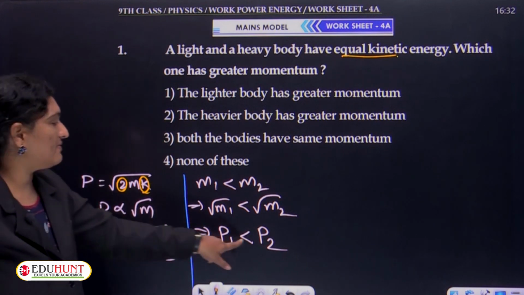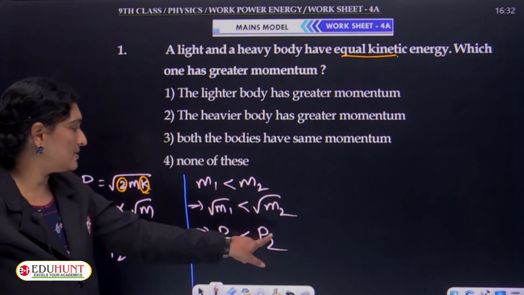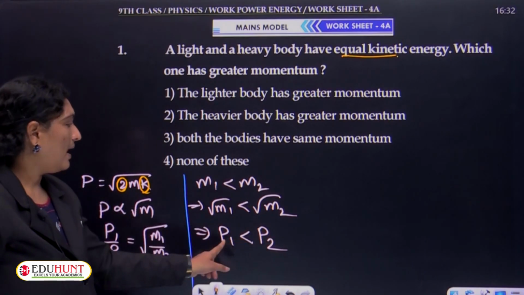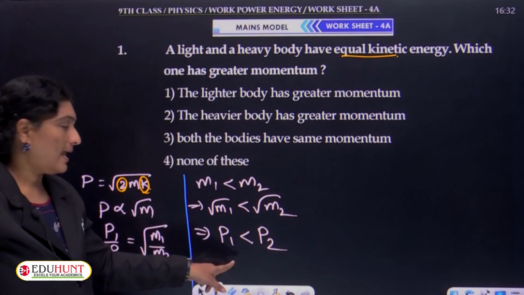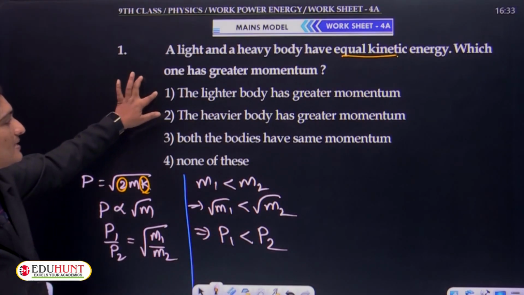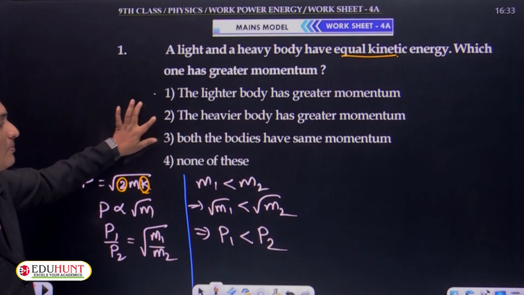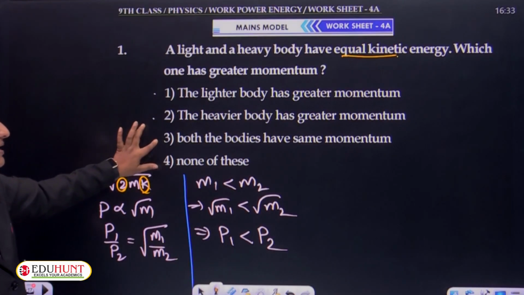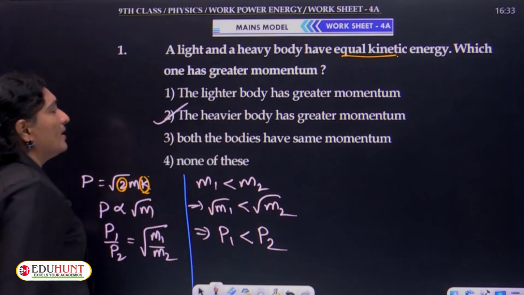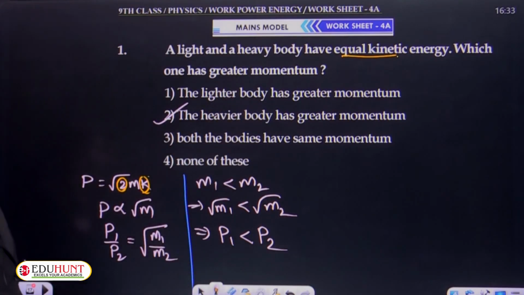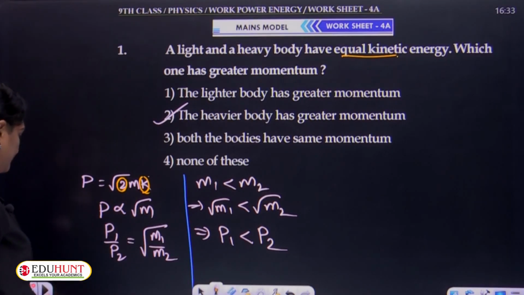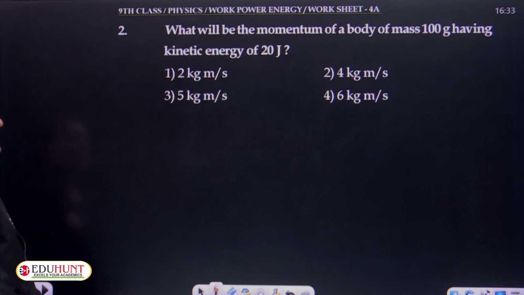So which one has the greater momentum? The second body has the greater momentum because it is heavy, and the first one has the smaller momentum because it is lighter. The options: the lighter body has greater momentum; the heavier body has greater momentum; both have the same momentum; none of these. Which is the correct option, children? The heavier body has greater momentum. The larger the mass, the larger the momentum, directly proportional. So moving to the second question.